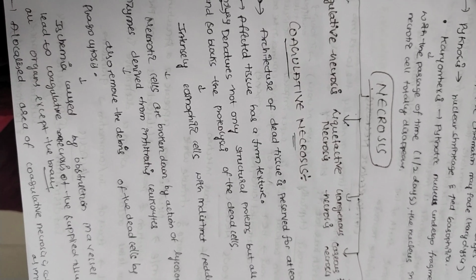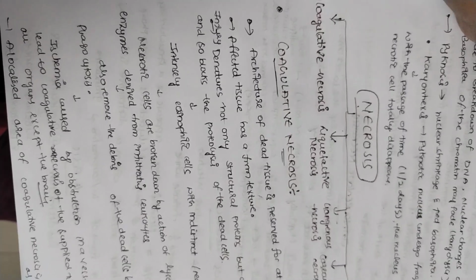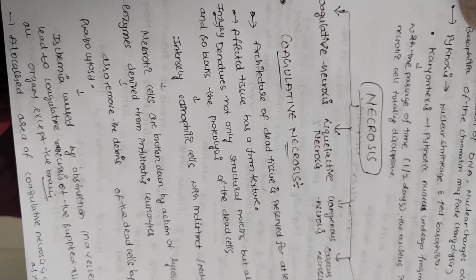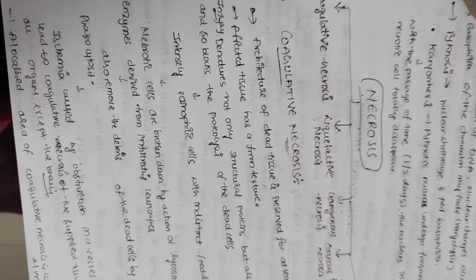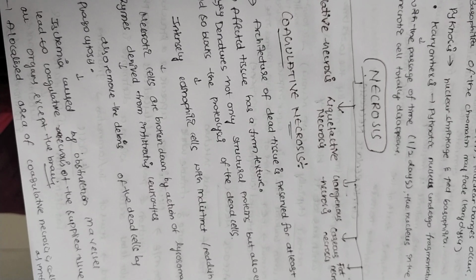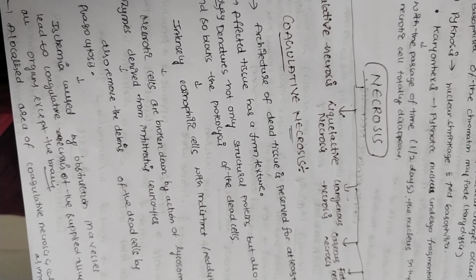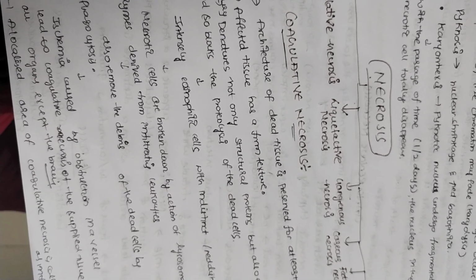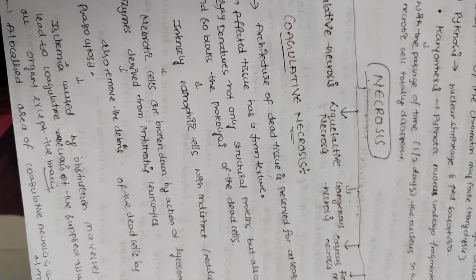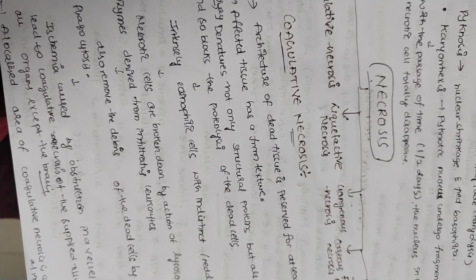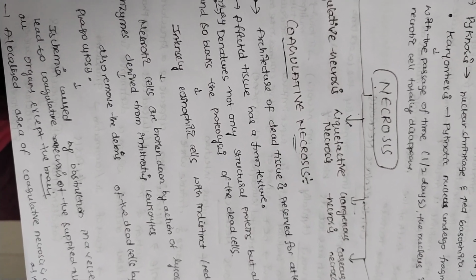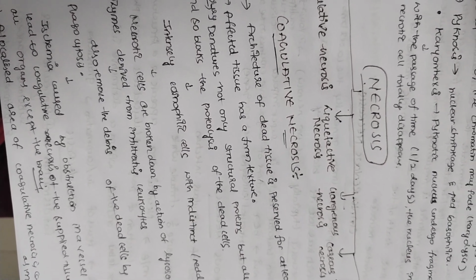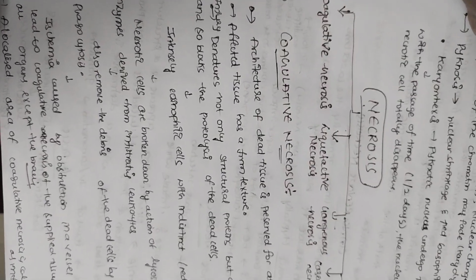Necrotic cells are broken down by the lysosomal enzymes. Lysosomal enzymes will break the necrotic cells which are derived from the infiltrating leukocytes, and they will remove the debris of the dead cells by phagocytosis. So if this debris remains, it will obstruct the vessel, leading to coagulative necrosis.